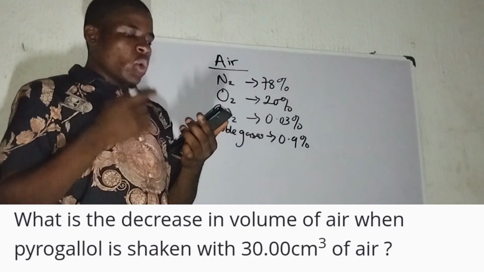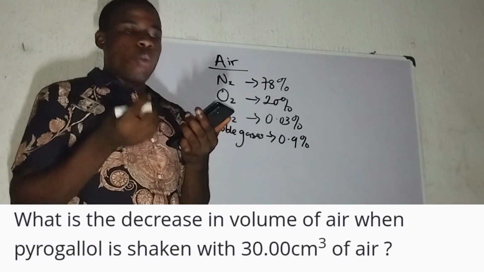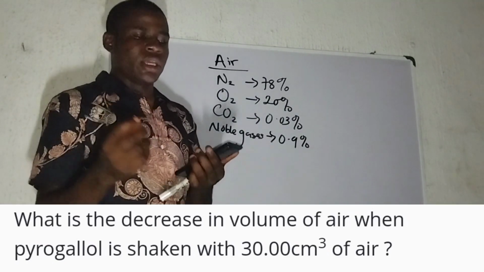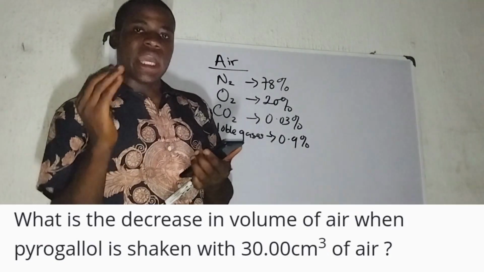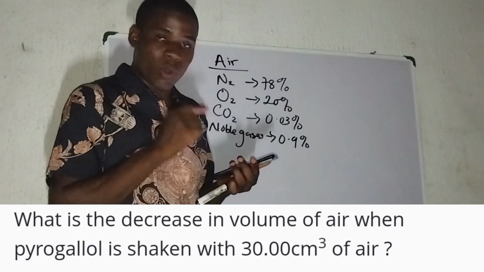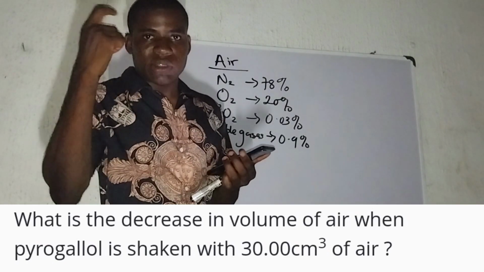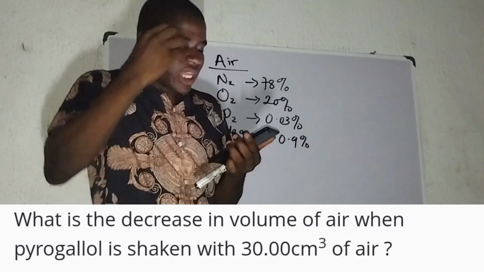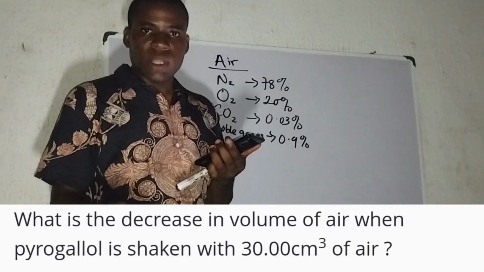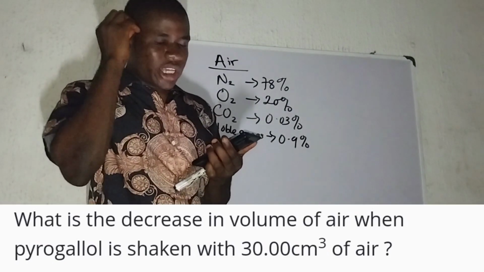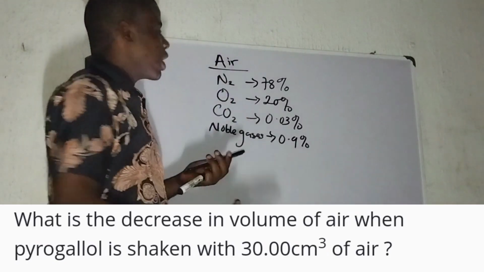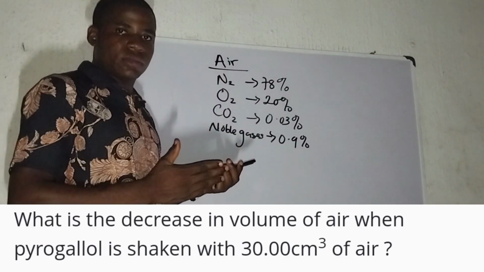Now, they're asking us, what is the decrease in volume of air when pyrogallol is shaken with 30 cm cube of air? This is just like if you shake air with a substance called alkaline pyrogallol, there is a decrease in volume of air. What is that decrease in volume of? Air. That's what they're asking us. I want to explain something. This is telling us that there are certain things you pass through air that remove certain gases in air. Does it make sense?